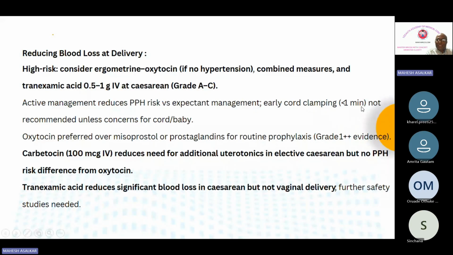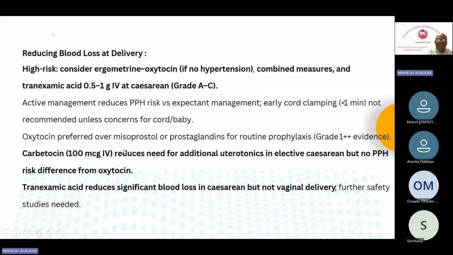Early cord clamping less than 1 minute is not recommended unless there are concerns for the cord and baby. Oxytocin is preferred over the misoprostol or prostaglandin for routine prophylaxis. Okay, so the first drug preferred is oxytocin. Then what is the role of carbetocin? Carbetocin reduces the need for additional uterotonics in elective caesarean section, but no PPH risk difference from the oxytocin.